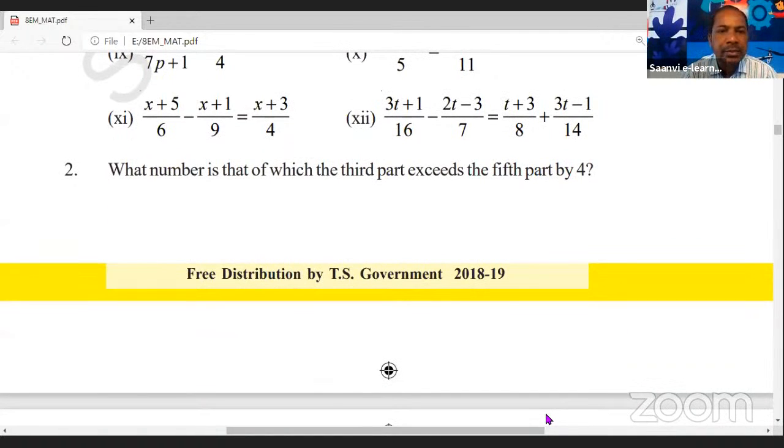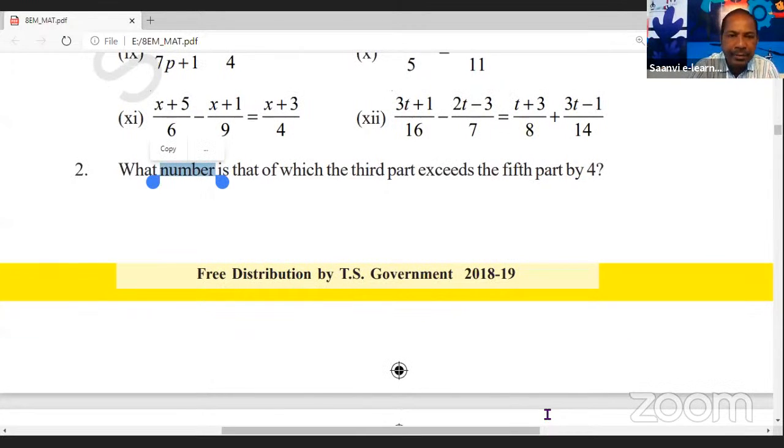What number is that of which the third part exceeds the fifth part by 4? Asking here, what number? The number is asked here. So the information is given about the number. That number which the third part exceeds the fifth part by 4. It means the number is mentioned here.